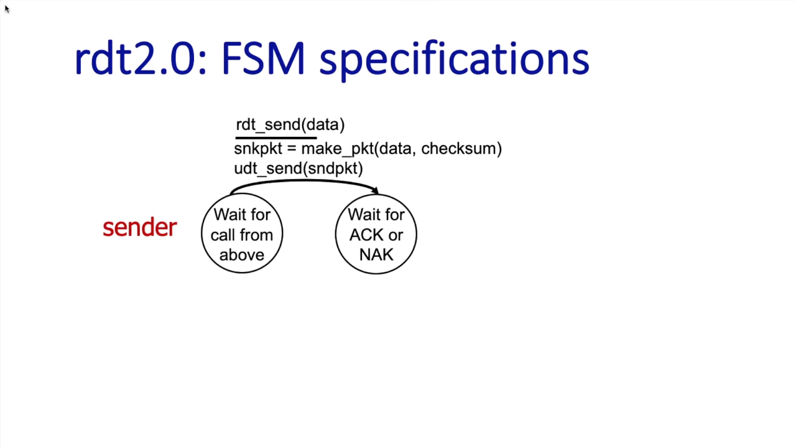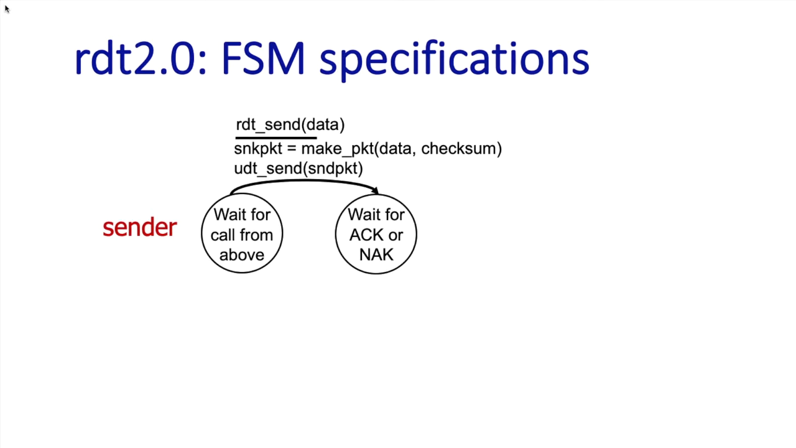RDT 2.1 is a stop and wait protocol and uses a one-bit sequence number. We'll note that the sender finite state machine here now has four states, rather than the two states that we saw in RDT 2.0. The top two states are for when RDT is sending a packet with sequence number 0, and the bottom two states are for when RDT is sending a packet with sequence number 1. Now let's look at the transitions between states, the events that happen, and the actions taken.